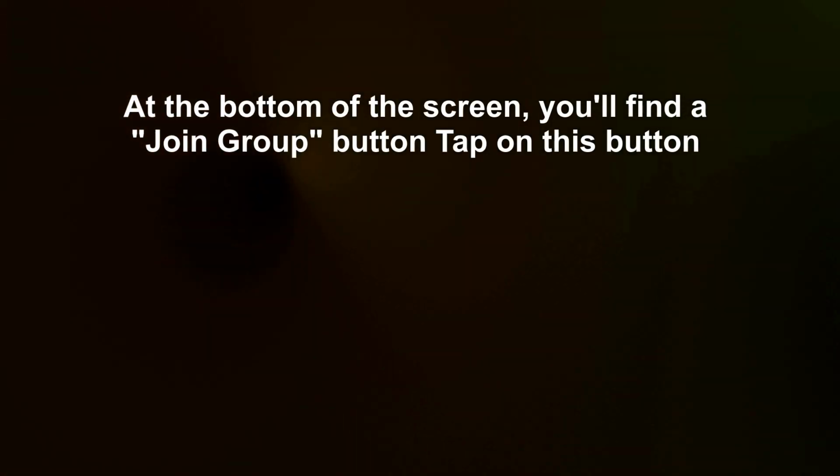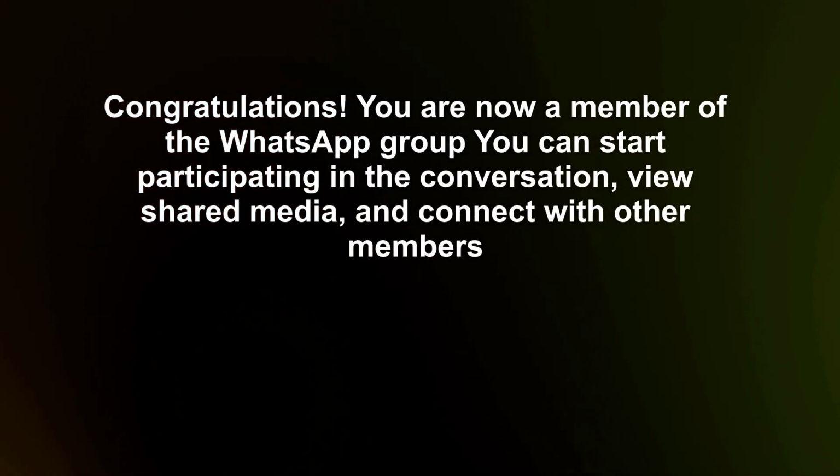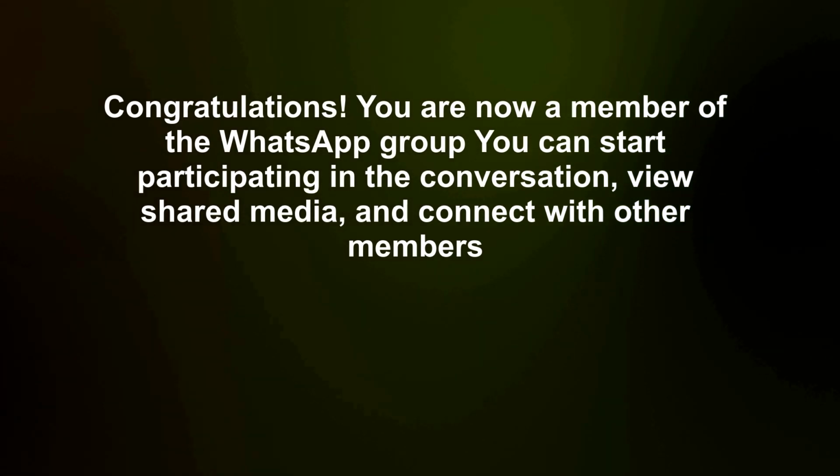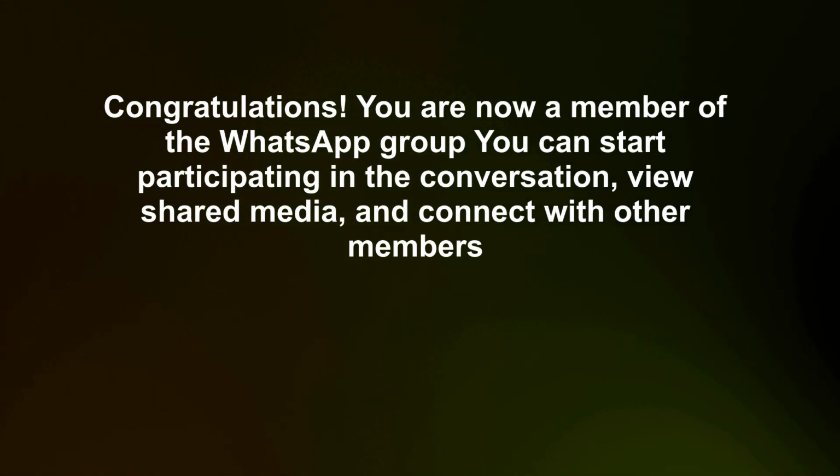At the bottom of the screen, you'll find a Join Group button. Tap on this button. Congratulations! You are now a member of the WhatsApp group. You can start participating in the conversation, view shared media, and connect with other members.